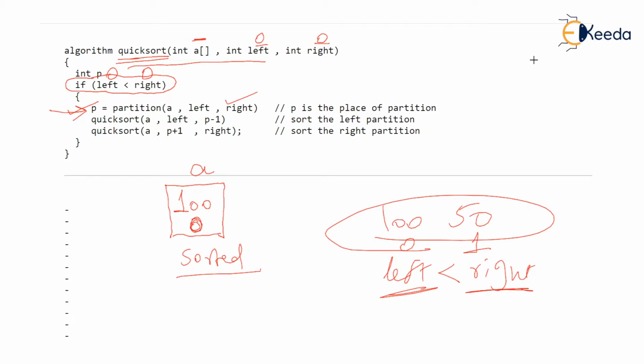But if left less than right, as you see, 0 less than 0 is false, then there is no question of calling partition. And if you don't call partition, then there is no question of sorting the left part and there is no question of sorting the right part. That means nothing in the if is going to execute and the function is going to end empty handed. The function ends without doing anything because the array in question was already sorted.